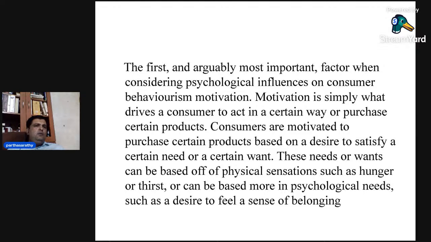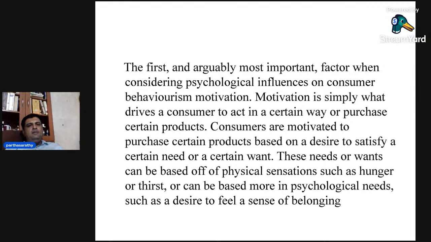See, motivation is at the heart and core of consumer behavior. Until and unless the customer is motivated, if there is no motive, then talking about other things doesn't really make much sense. So what is very important is what motivates the customer. Motivation is at the heart of consumer behavior.